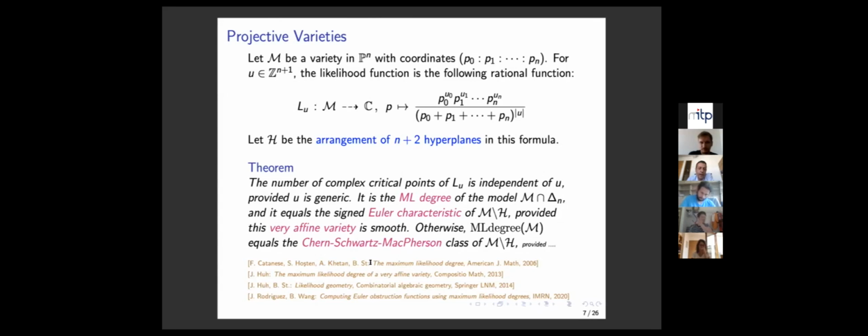So the ML degree was first defined with Catanese and collaborators in 2006. And I mentioned Junha has worked on this, and it's an active area of research that researchers both in algebraic statistics and singularity theory work on. For example, here in this paper, ML degree calculations are used to obtain topological invariants.